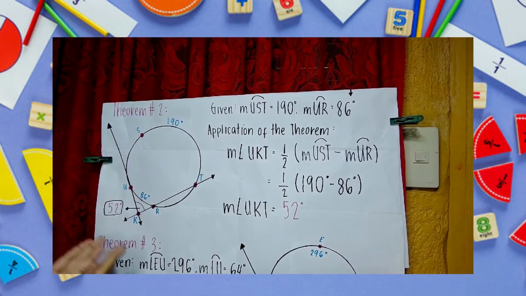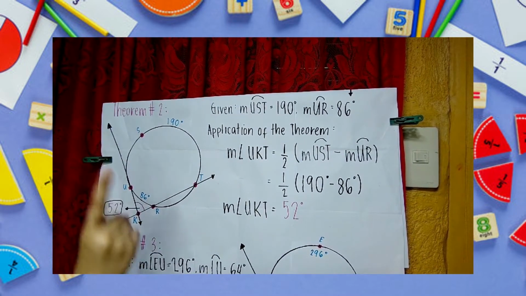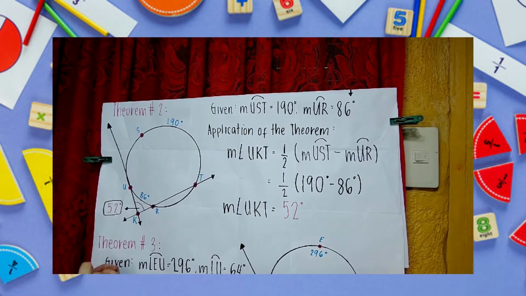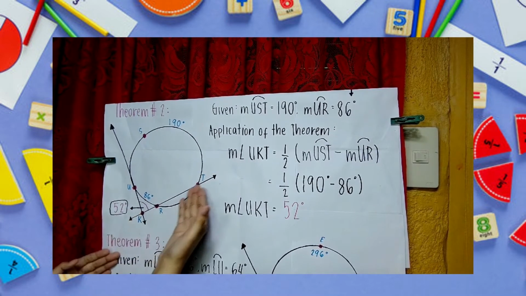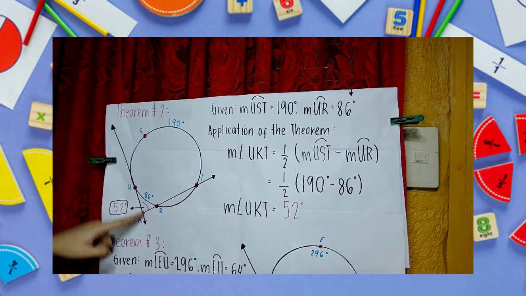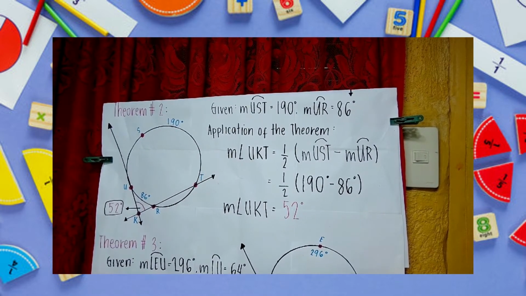Next, the second theorem tells us that if a secant and a tangent intersect in the exterior of a circle, then the measure of the angle formed is 1/2 the positive difference of the measures of the intercepted arcs. So this is our example for theorem number 2. As we can see, we can find 1 secant and 1 tangent in this example. The secant is here, and the tangent is this. So now let's talk about the application of the theorem.